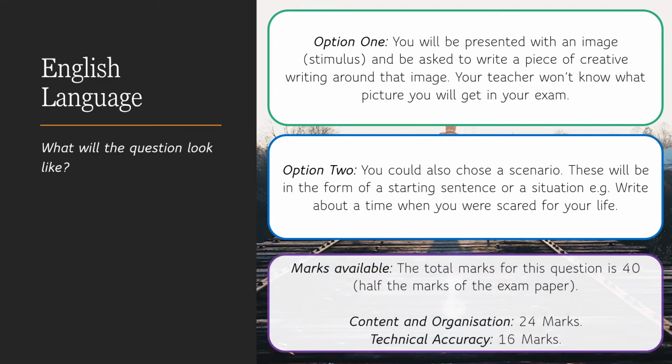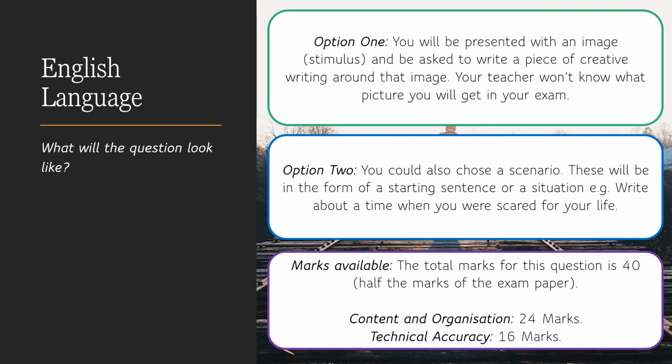ideas. The marks available for this question is 40, and it's half the marks of the actual exam paper, so it's really important that you spend a lot of time, you keep coming back, and that you're developing your question 5 response. The way that it's broken down is that we get 24 marks for content and organisation. And simply what we mean by this is the marks that you get for the language techniques and the structure techniques that you're using to actually create your piece of creative writing.